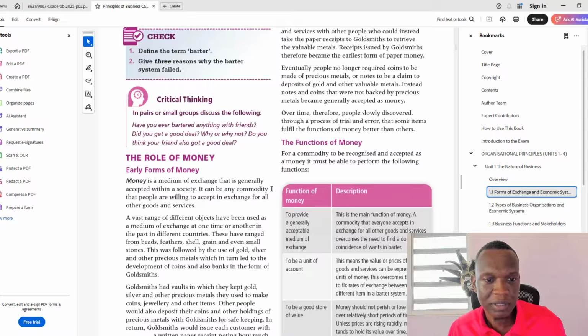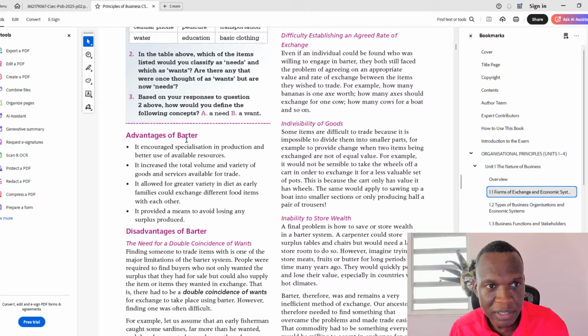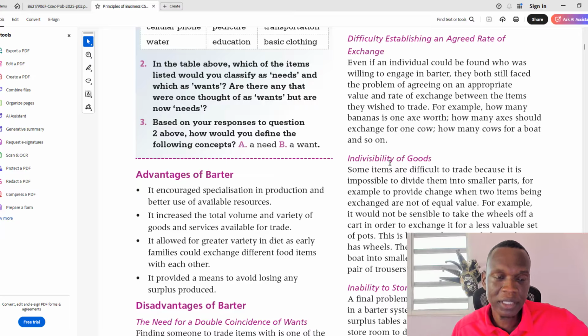So we have right here, the main problem was double coincidence of wants. What that means is that if you want to engage in barter, you had to find someone who has what you want, and you have what they want, in order to even begin to consider trading. Double coincidence of want.